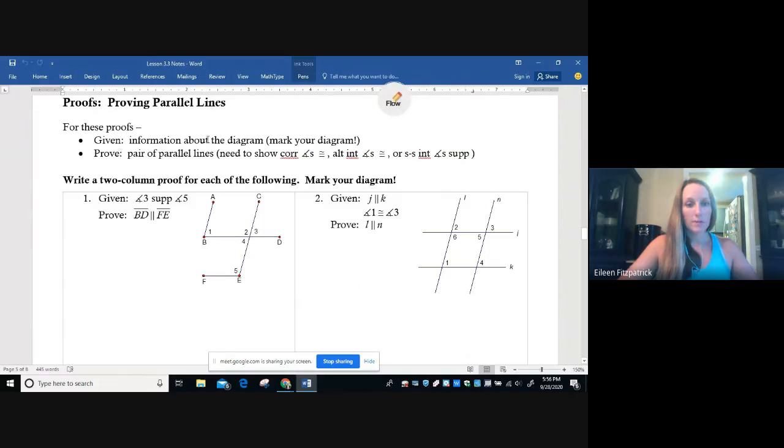We're going to be given a piece of information. Make sure you mark that on your diagram, and anything you state as you justify it can be marked on your diagram as well. And then you're going to be proving that lines are parallel.